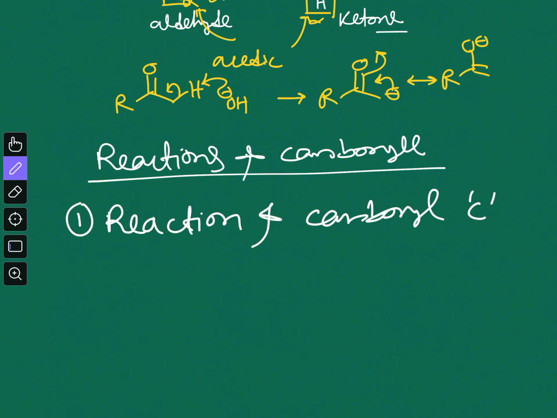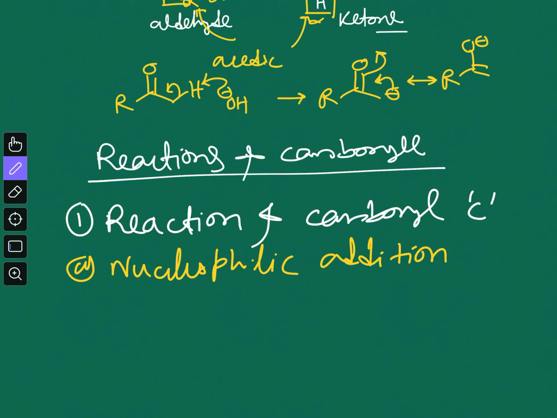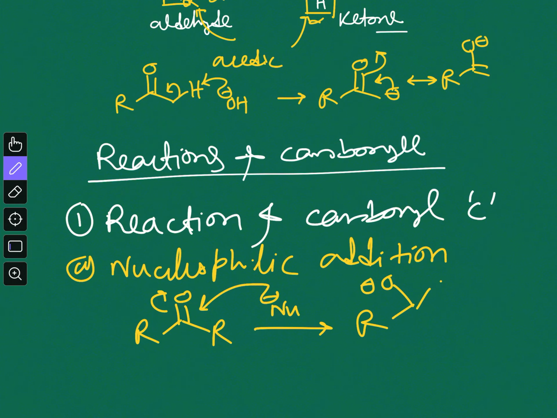So what are they? The first one is the nucleophilic addition. So nucleophilic addition to the carbonyl carbon atom, which we can show like this. So let's say this is your carbonyl functional group. Your nucleophile can add on this carbonyl group to give you this kind of intermediate. Now what will be the fate of this intermediate? That depends on several factors, what the Nu is and all other things, but this is the addition product, right?